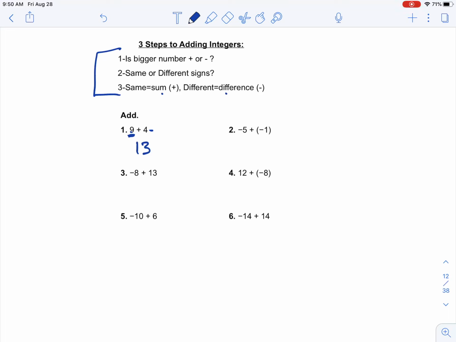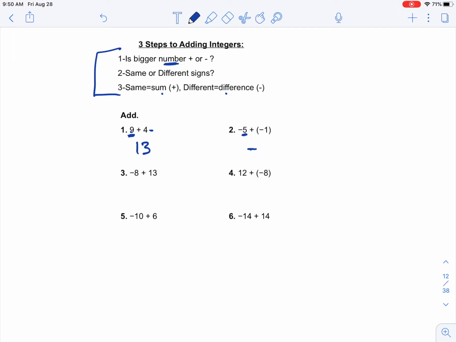Okay, now number 2 is a little bit better to show that. Is the bigger number positive or negative? Okay, the bigger number in this one is 5. I know a lot of you are thinking, well, negative 1 is bigger than negative 5. But we're just talking about the number only. Okay, 5 is bigger than 1.